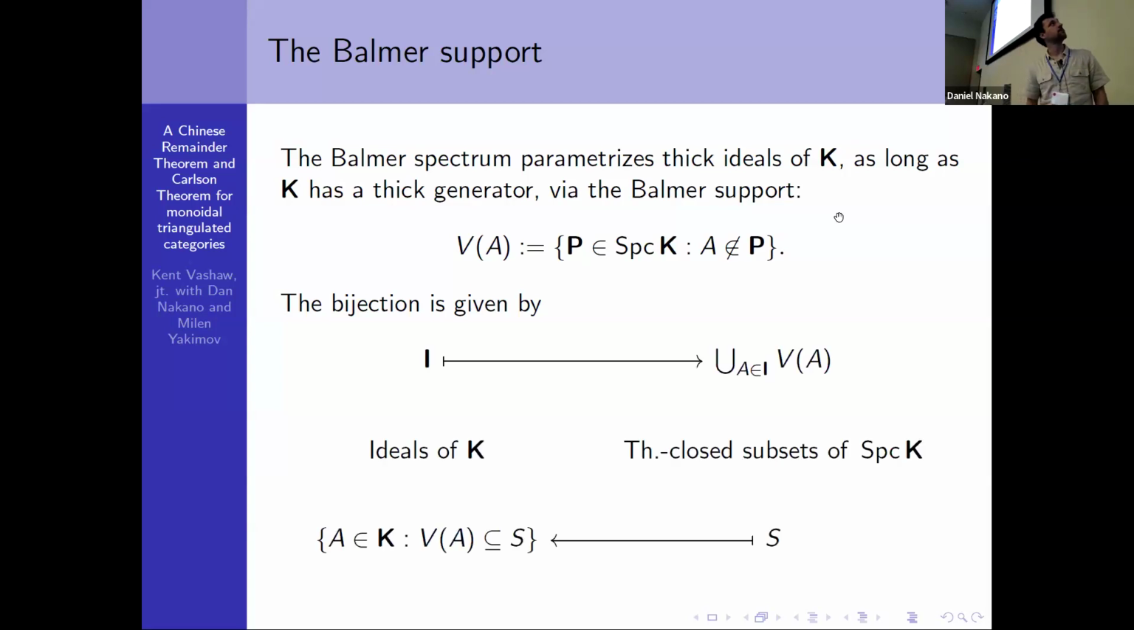And this is just given in the following way. If you have a thick ideal I of K, you send this to the union of the Balmer supports over all the objects in I. Or to go the other direction, if you start with a Thomason closed subset, you assign to this the collection of all objects whose support is contained in that subset. Okay, and this is a fact that's going to be used throughout all of the results in this talk. It allows us to go back and forth between the geometry in the Balmer spectrum and the category itself.